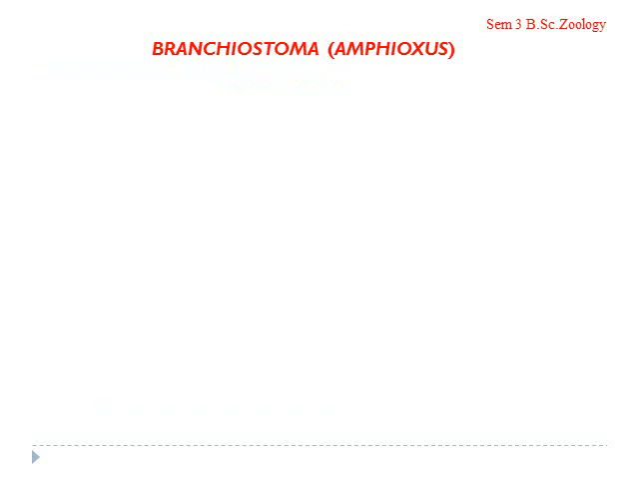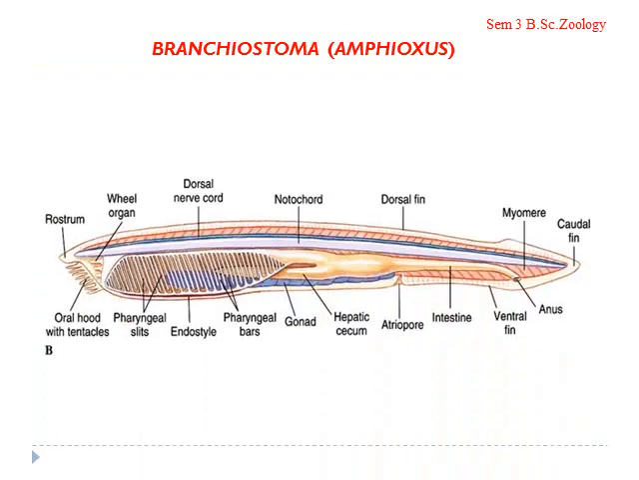This is clear here. You can see the rostrum. You can see the oral hood with tentacles. You can see the notochord, which extends till the tip of the rostrum, and the pharyngeal gill slits, a very large pharyngeal region, whose wall is provided with pharyngeal gill slits. And you can see the notochord extends above the alimentary canal from the rostrum until the tip of the tail.